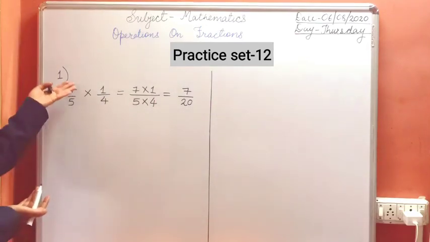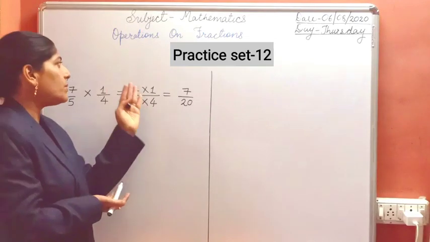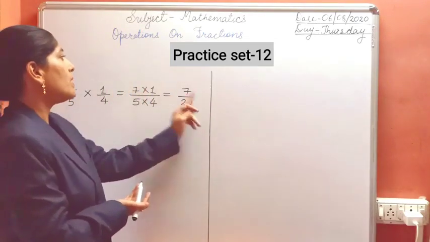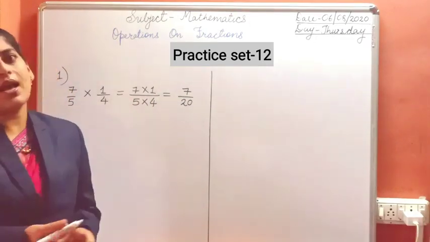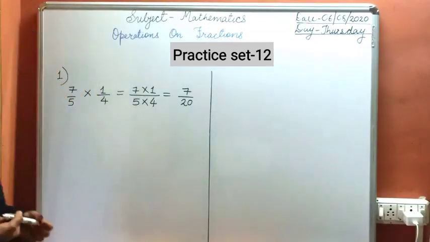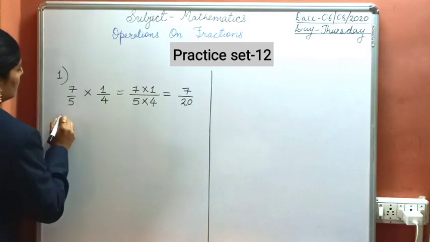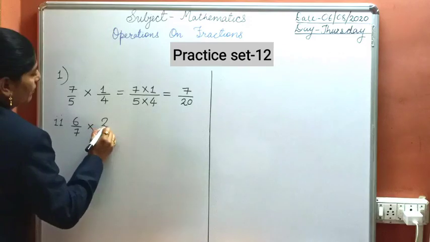So here you can see 7 upon 5 multiplied by 1 upon 4 is equal to 7 multiplied by 1 upon 5 multiplied by 4. That is 7 ones are 7 and 5 fours are 20. So the answer is 7 upon 20. Now see the next question: 6 upon 7 multiplied by 2 upon 5.